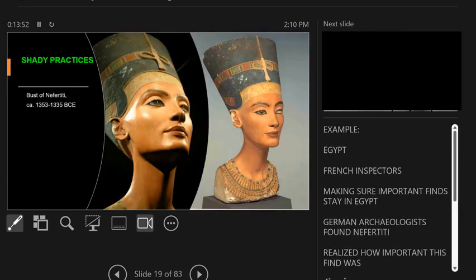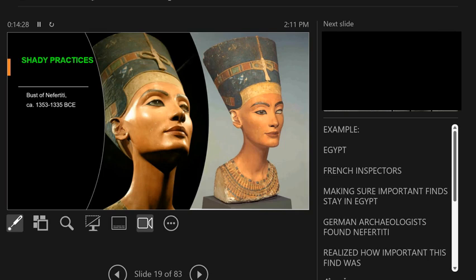So to give you an example of the shady schemes of getting these cultural objects out of Africa, in the area where this was found, France was in control of what comes in or out. And the French were doing a pretty good job of keeping African objects in Africa. And this was found by some German archaeologists. So they had to sneak it past the French government to get it out of Africa.